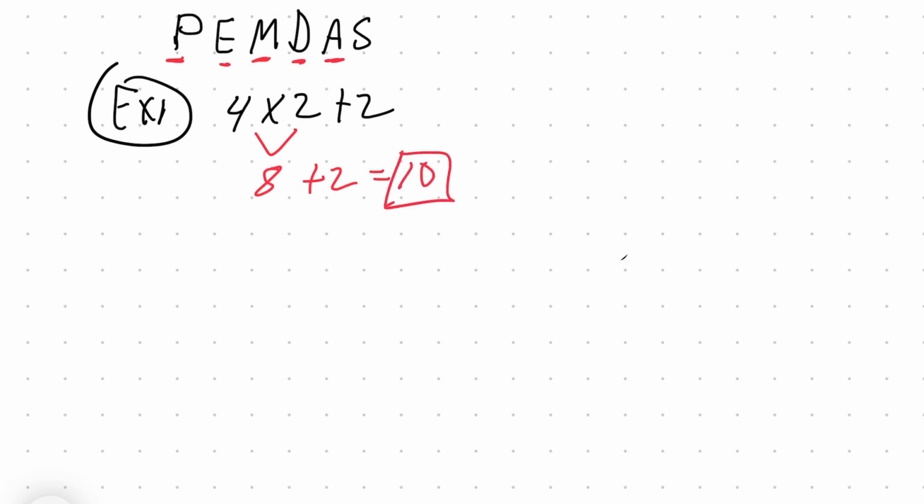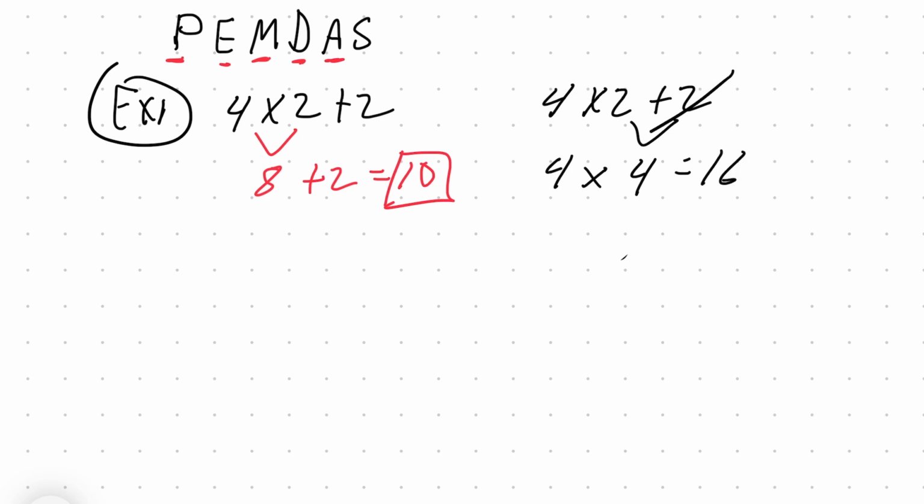So just always write the PEMDAS on top of your problem, and that way you don't forget what comes first and what are the priorities. Now, if in this problem you had not followed the rules and you had added first, 2 plus 2, you would have gotten 16. 16 is the wrong answer. So always follow the order of operations. Always follow it, because if not, you're going to get the wrong answer.